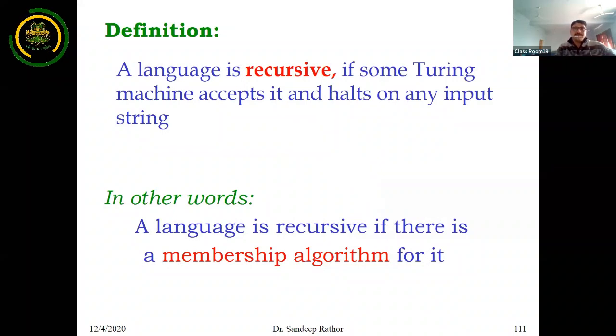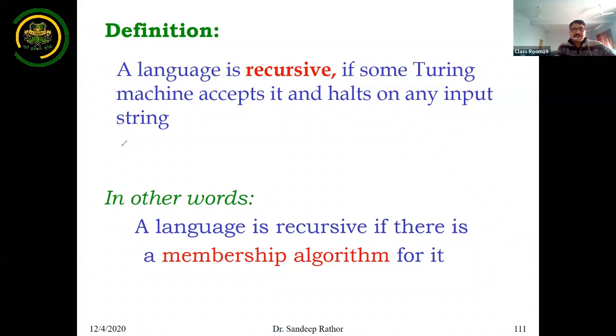Now we will start with recursive. What is recursive? After that, we will discuss recursively enumerable. There are two terms, recursive and recursively enumerable. So what is recursive? A language is called recursive if some Turing machine accepts it and halts on any input. It means in the case of recursive, it is guaranteed that the Turing machine accepts it, and the machine will always halt. This is the simple definition of recursive in terms of the Turing machine.